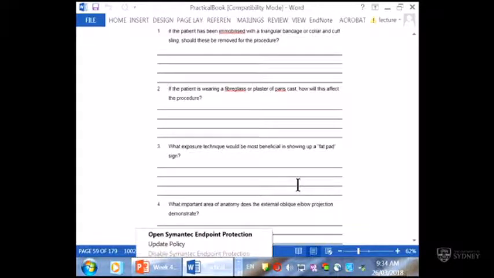Now notice something here. These are a couple of questions to prepare you for next week, and I'll go through those next week. A fat pad sign. That's something you need to know for next week, and we'll talk about that, because these are the sort of things which may also be in an exam. A fat pad sign is something we look for in the elbow. So come next week and I'll answer that question.